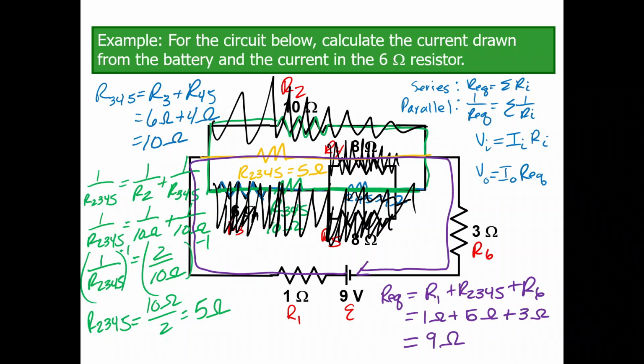Now, I didn't ask for that in the problem, but I need to find that, because now that I know my equivalent resistance, I can find my current draw from the battery, which is going to be I0. That current draw is going to be equal to the voltage of my power supply, E, over Req. E is 9 volts, Req is 9 ohms, so I0 is 1 amp. So there is a 1 amp current being drawn from my power supply. So equivalent resistance and then Ohm's law to find the current from the power supply. So that was the first part.